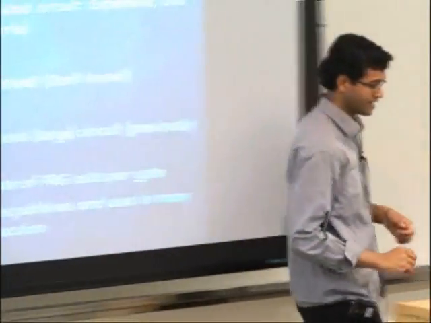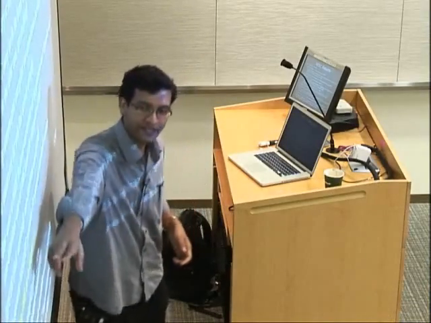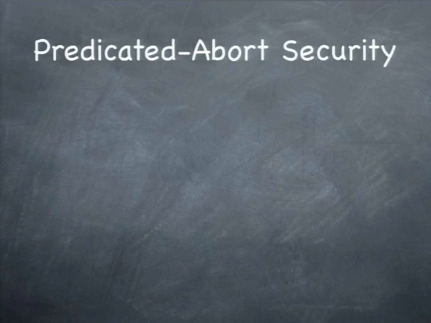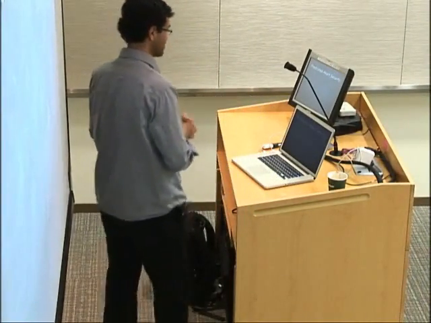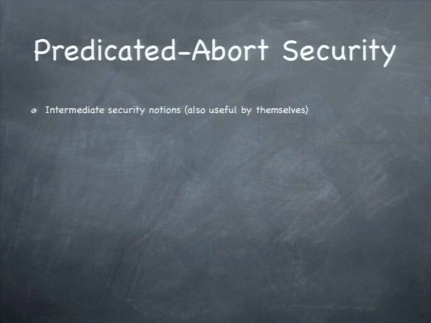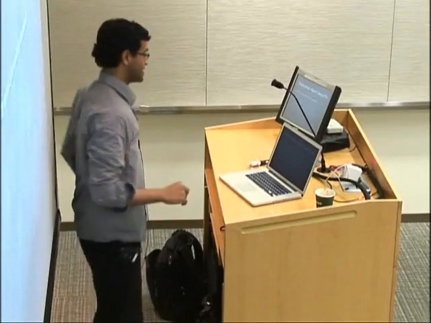So these are the results I want to try and present today, as much as I can. Remember, we are going to get a NISC OT that uses PRG as a black box. Before I get there, there's something I'll call predicated abort security. Sometimes I call it input dependent abort security. What exactly do I mean by that? It's an intermediate security notion that I'll use to bootstrap to get full security, but it's also useful presumably by itself.